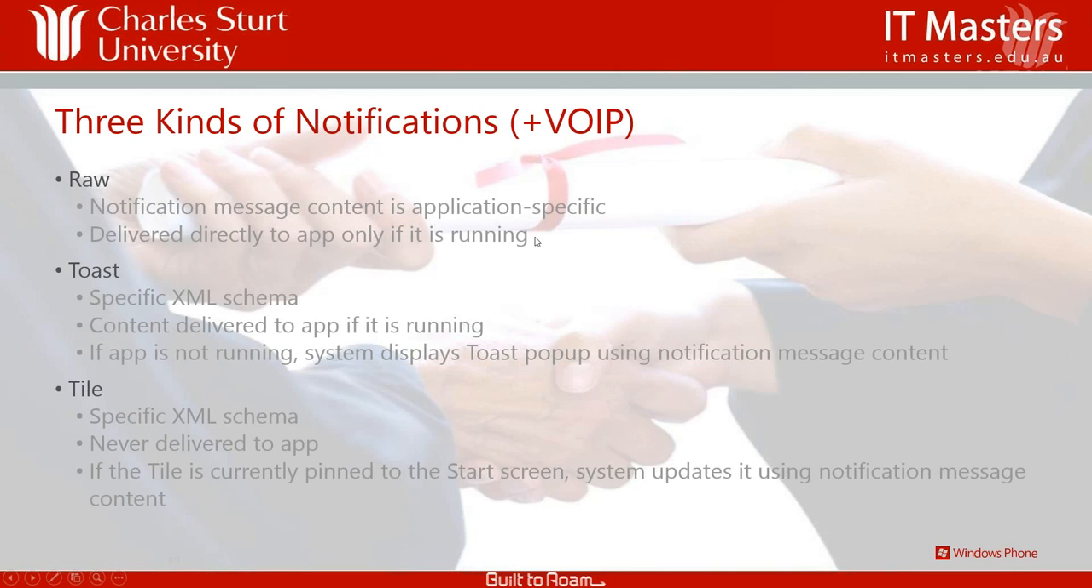There are three types of notifications that most people will be familiar with. There are raw notifications that come directly into the application. If the application is running, they are received; if the application is not running, they get ignored.